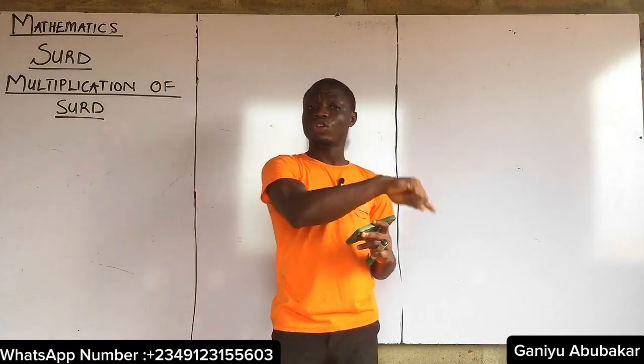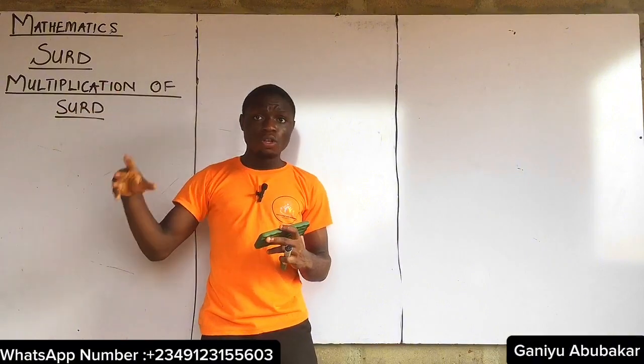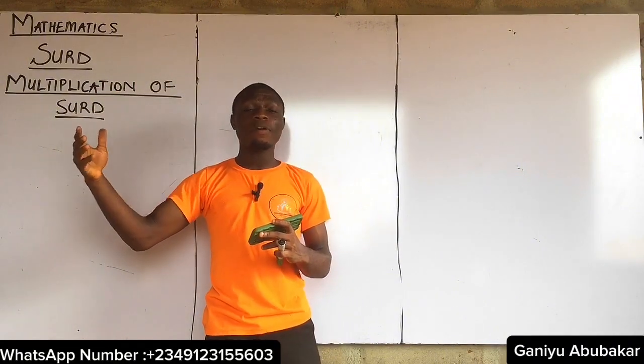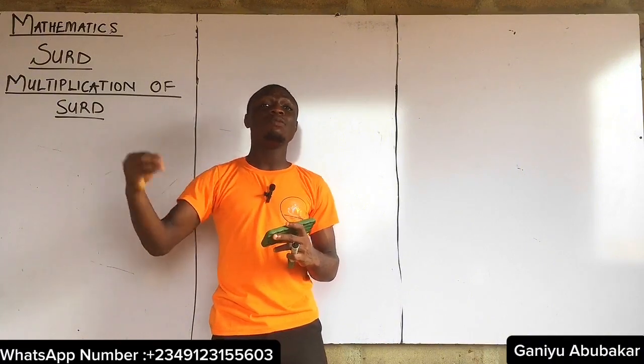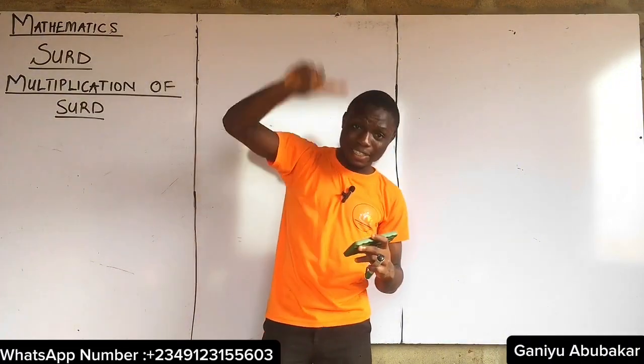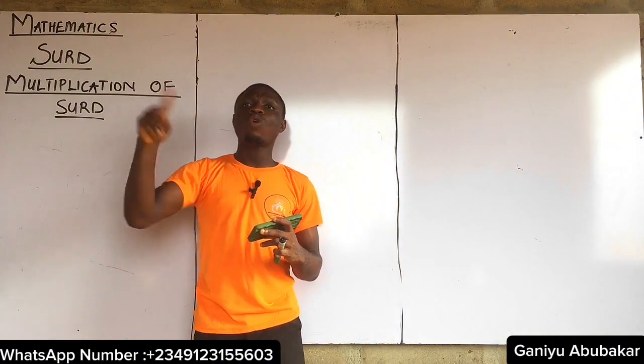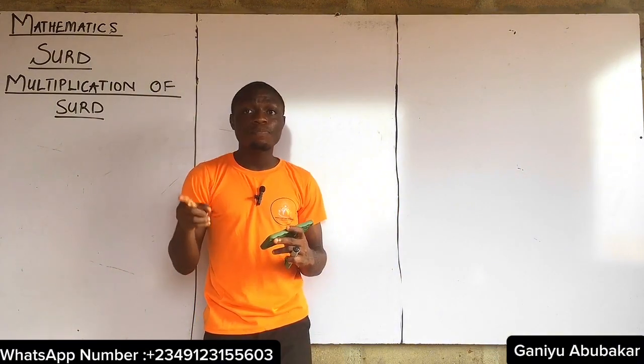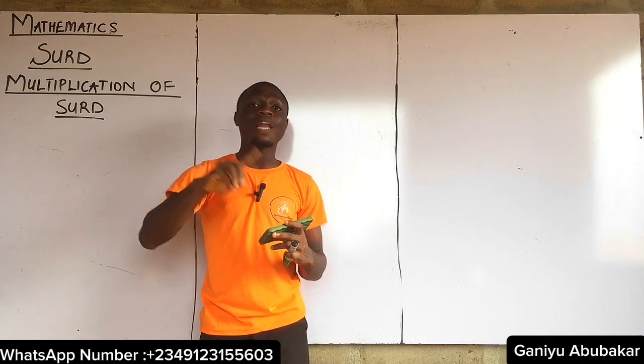When it comes to addition, I gave you what to note. Two surds can add if they are similar surds, or of the same root. I said that in the last class, and I said that two or more surds can also subtract if they are of the same root or similar surds.